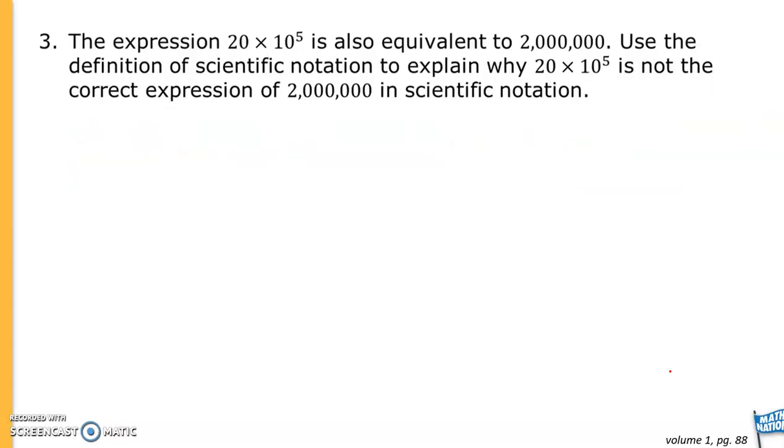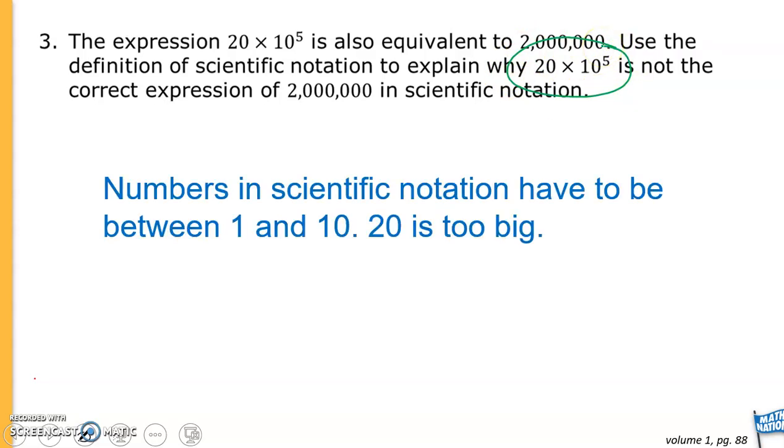The expression 20 times 10 to the 5th is also equivalent to 2 million. Use the definition of scientific notation to explain why 20 times 10 to the 5th is not the correct expansion or expression of 2 million in scientific notation. Even though they're equal to the same number, this number is not in scientific notation because of the 20. Numbers in scientific notation have to be between 1 and 10, so the 20 is too big. I would need that decimal to be between the 2 and the 0 to be written correctly.